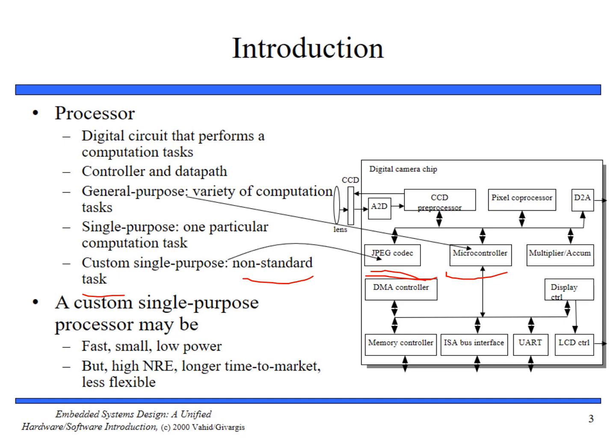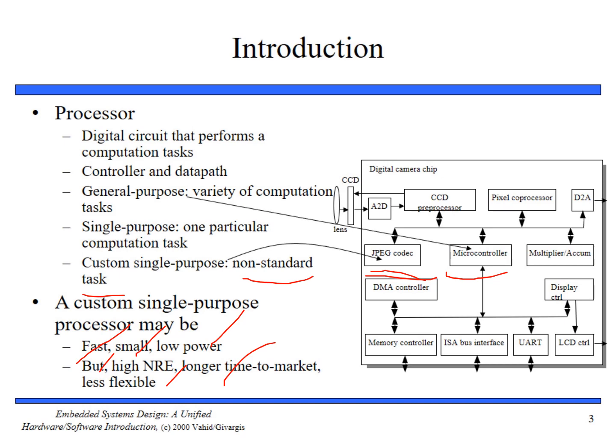A custom single-purpose processor may be fast, small, low power, but it has high NRE cost, obviously because we are going to design something that is custom. So the non-recurring engineering cost will be very high and longer time to market because we have to design something from scratch. However, this won't be more flexible. This will not be more flexible because this is non-standard and it is going to perform only one particular task.